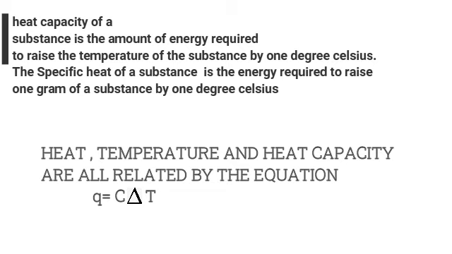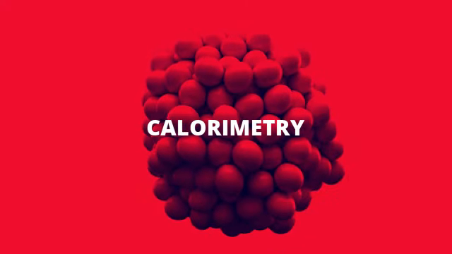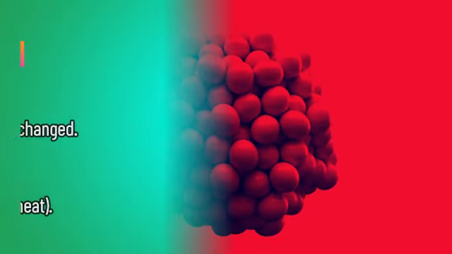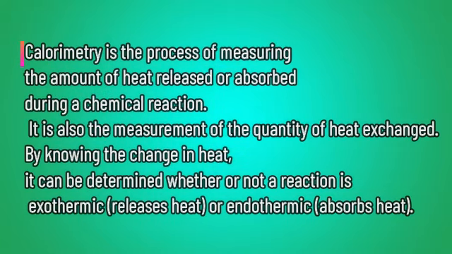We can learn about heat transfer using a process called calorimetry. Calorimetry is the process of measuring the amount of heat released or absorbed during a chemical reaction. It is also the measurement of the quantity of heat exchanged. By knowing the change in heat, it can be determined whether or not the reaction is exothermic or endothermic.